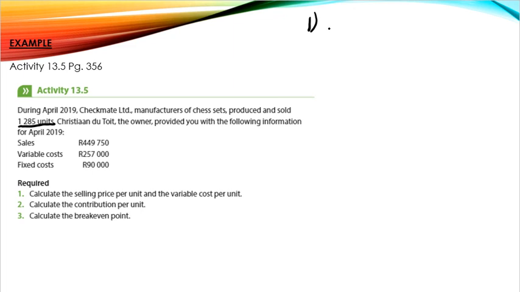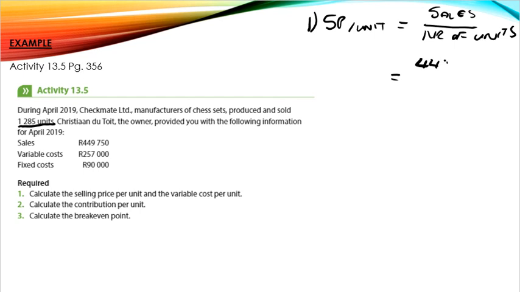If we want to work out the selling price per unit, we will take sales and divide that by number of units. So we know total sales is 449,750. How many units did we sell? 1, 2, 8, 5.